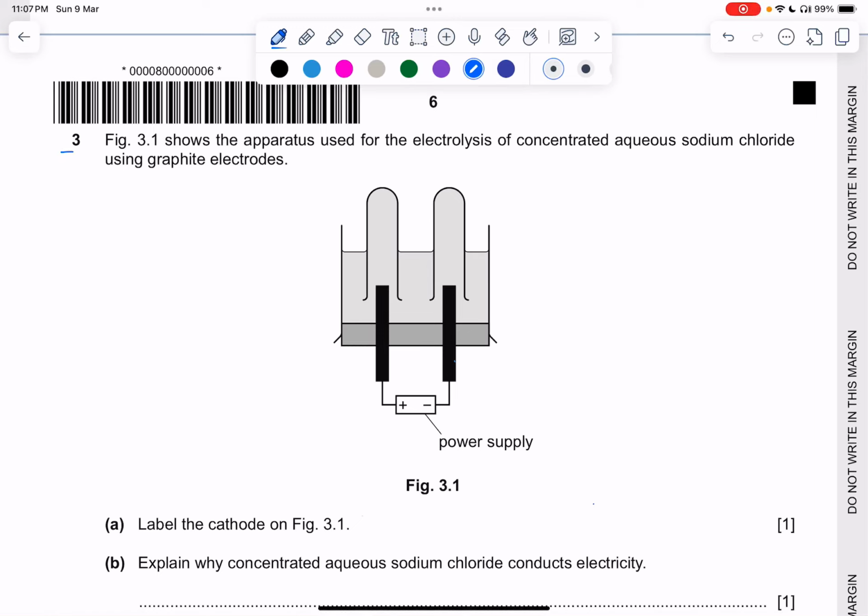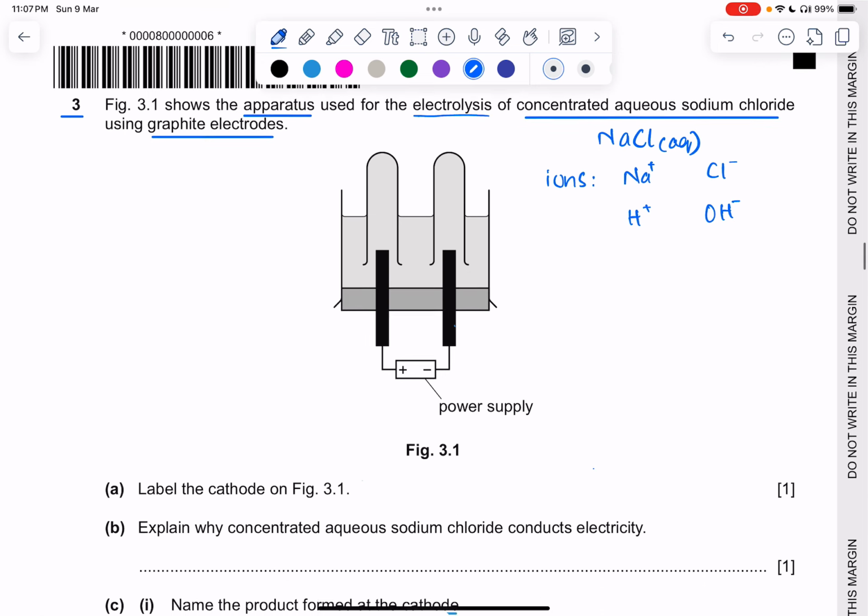Okay, next is question number 3. Figure 3.1 shows the apparatus used for the electrolysis of concentrated aqueous sodium chloride using graphite electrodes. So the formula for concentrated aqueous sodium chloride is NaCl aqueous, and the ions that are present in the solution are Na positive, Cl negative. From water we have H positive and OH negative.